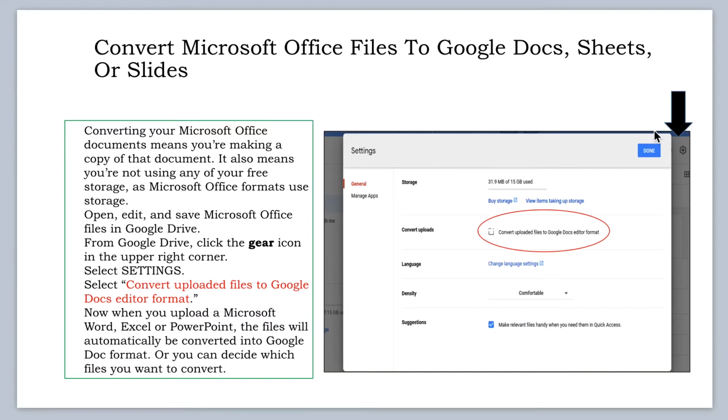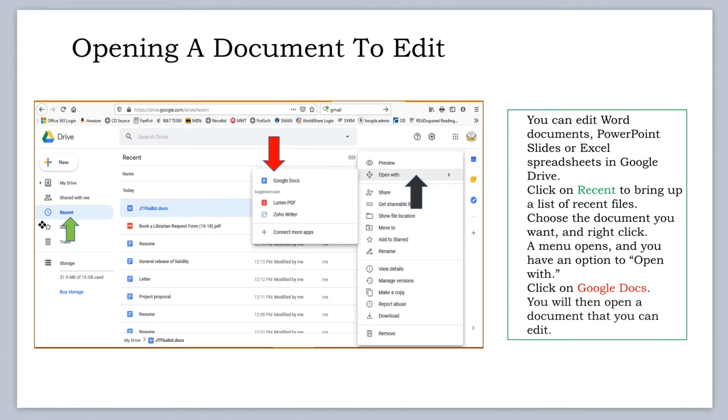From Google Drive, click the gear icon in the upper right-hand corner. It's marked with a black arrow. Click Settings, and then select Convert Uploaded Files to Google Docs Editor Format. So now when you upload a Microsoft Word, Excel, or PowerPoint file, they will be automatically converted into Google Docs format. You can edit Word documents, PowerPoint slides, or Excel spreadsheets in Google Drive as well.